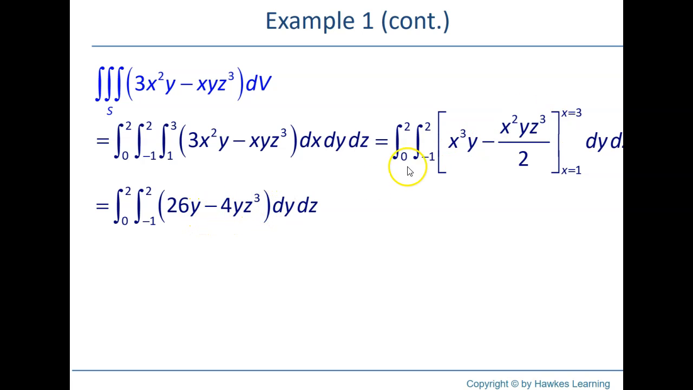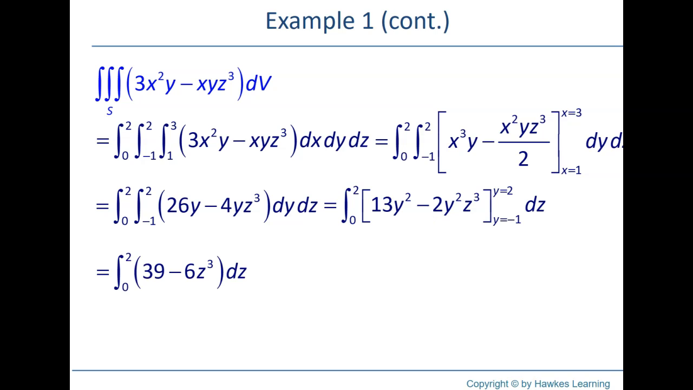All right, so the x's are gone. So all we have left is y and z. That should always be the case. All right, and then when I integrate again, this is with respect to y, so I'm going to get 13y squared minus 2y squared z cubed. And then I'm plugging in 2 and negative 1 for y and subtracting. And I'm going to get that left with z.